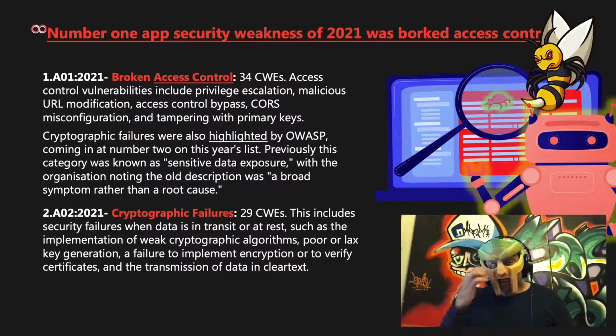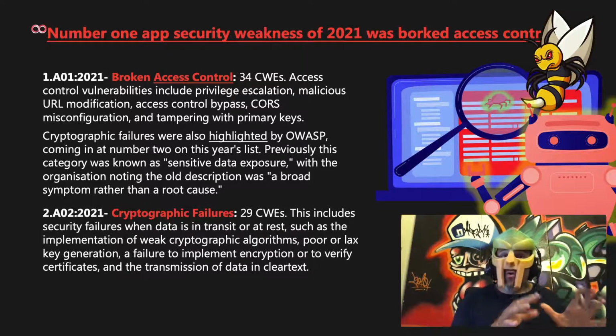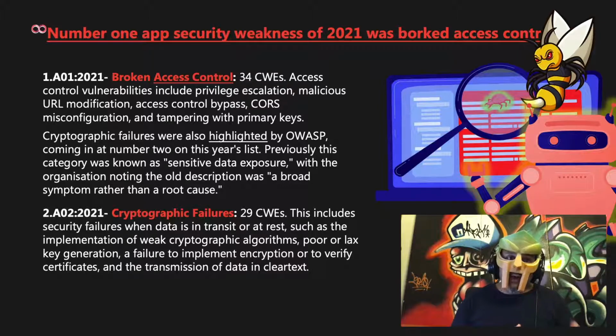Number 2, cryptographic failures with 29 CWEs. Now this includes security failures when data is in transit or at rest, such as the implementation of weak cryptographic algorithms, poor or lax key generation, a failure to implement encryption or to verify certificates, and the transmission of data in clear text. Now, although this category's new name conjures up some kind of images of script kiddies breaking RSA 4096 encryption with a click of their fingers, the mundane truth is that it covers everything from hard-coded passwords to insufficient entropy in passwords, as well as broken or risky crypto algorithms.